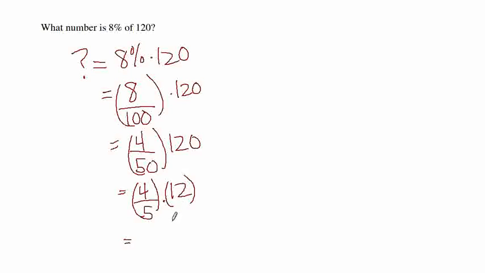So now let me multiply 4 and 12. That gives 48. So 48 over 5, I can get a decimal if you like for that one. So 48 over 5 is equal to, let's see, 9 3/5, so 9.6. Okay, so the answer to what number is 8% of 120 is 9.6.